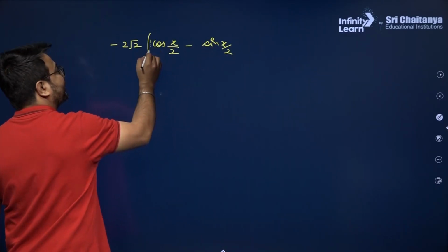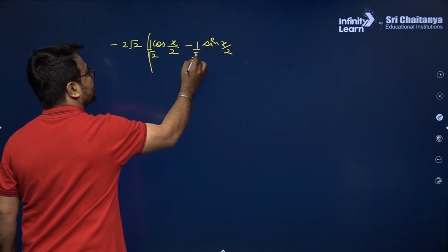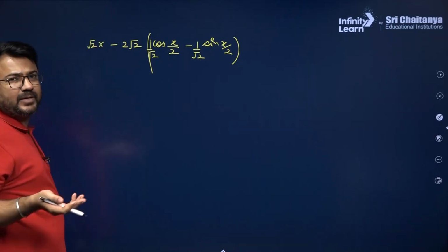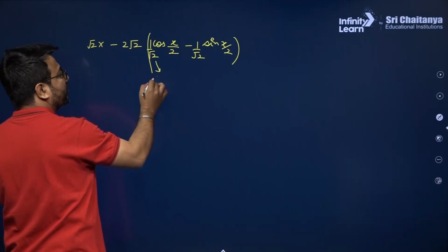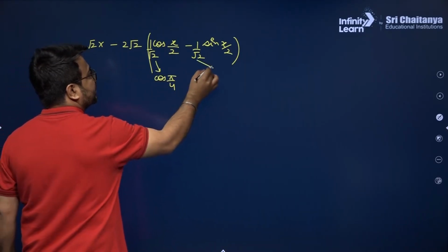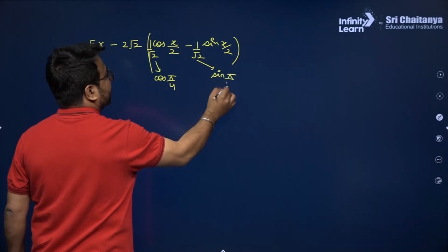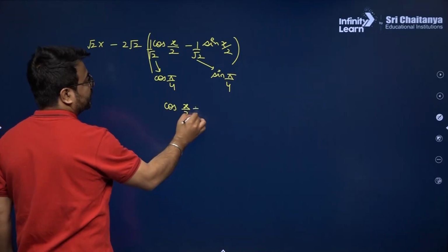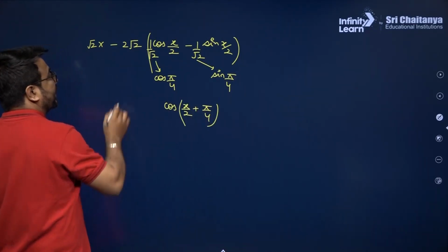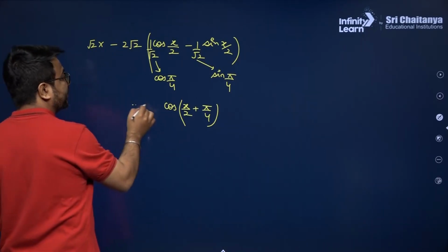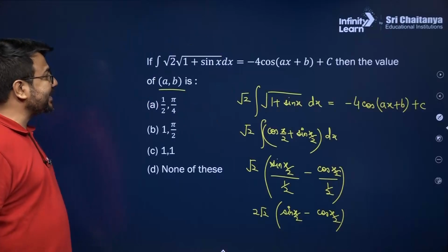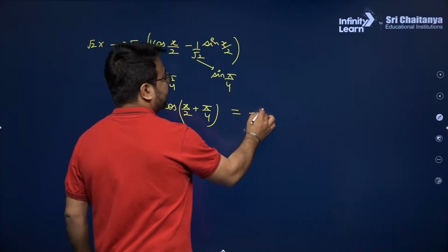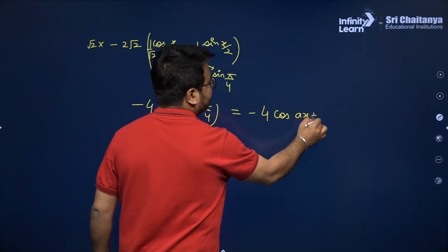Now I am writing here 1 upon root 2 with this term also, and if I am writing 1 upon root 2, that means I need to multiply it by root 2 also. Dividing by root 2 and multiplying by root 2. This 1 upon root 2 converts to pi by 4. So cos a cos b minus sin a sin b will be converted to cos (a plus b). And here we have root 2 into root 2, that is 2. So here it is minus 4. So the right hand side gets converted to minus 4 cos of (ax plus b).